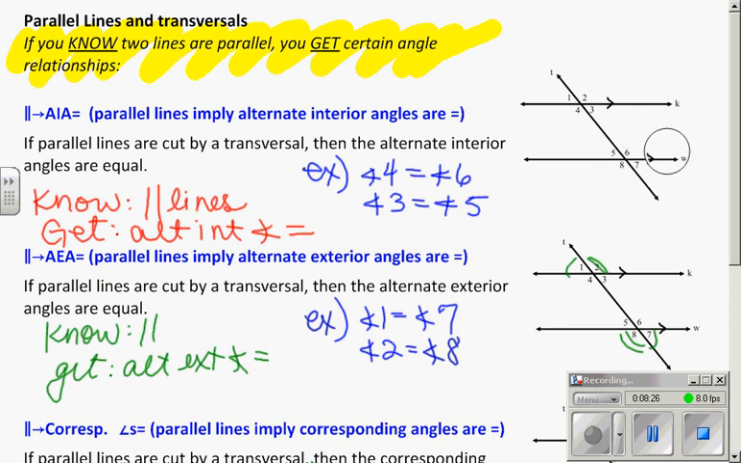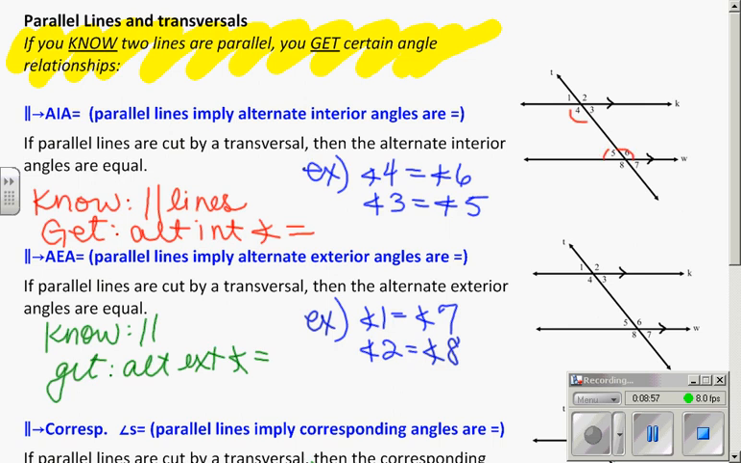Now, these are super important. This is where geometry starts to get interesting. If you know two lines are parallel, you get certain angle relationships, and I'm always going to talk about knowing and getting. So the first one is parallel implies AIA, alternate interior angles are equal. If two parallel lines are cut by a transversal, then the alternate interior angles are equal.